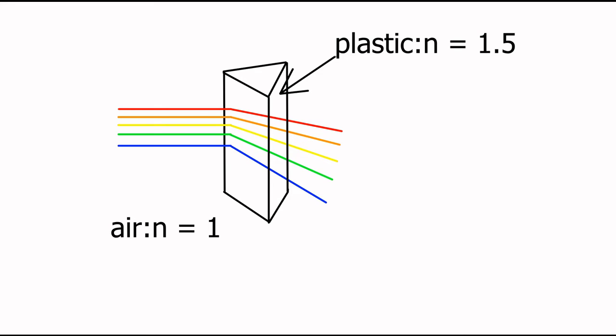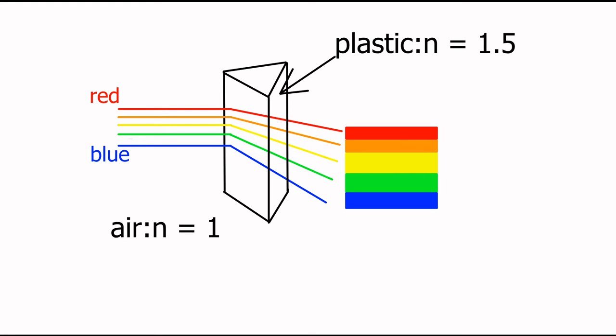The amount that the light bends depends on the frequency or the wavelength of the light. So red light will bend less than blue light will, and this is why we see a rainbow when we shine white light through a prism.